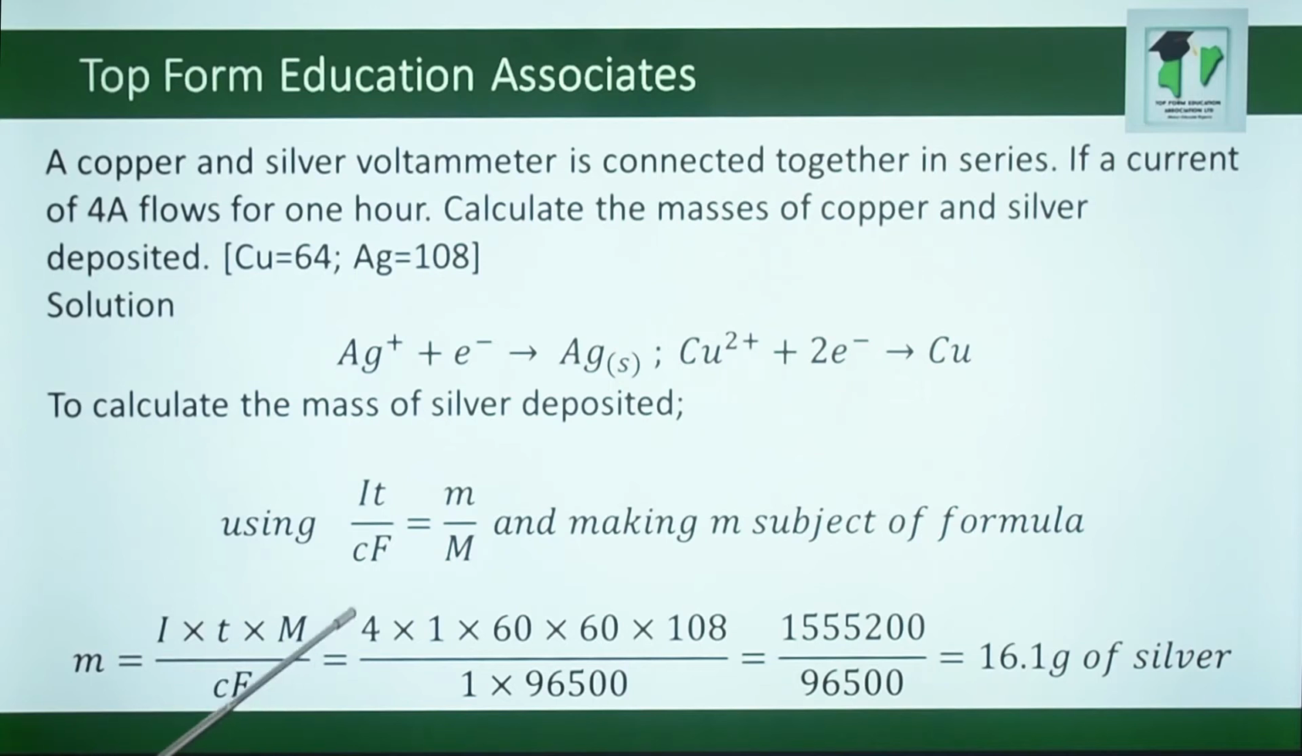I is equal to 4 amperes times 1 times 60 times 60, since it's 1 hour, multiplied by 108, divided by 1 times 96,500. And at the end of the day, we have 16.1 gram of silver.